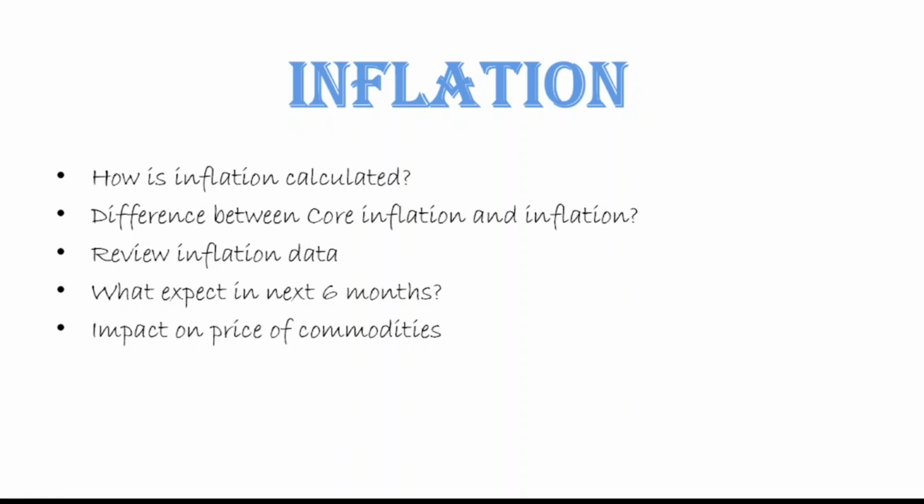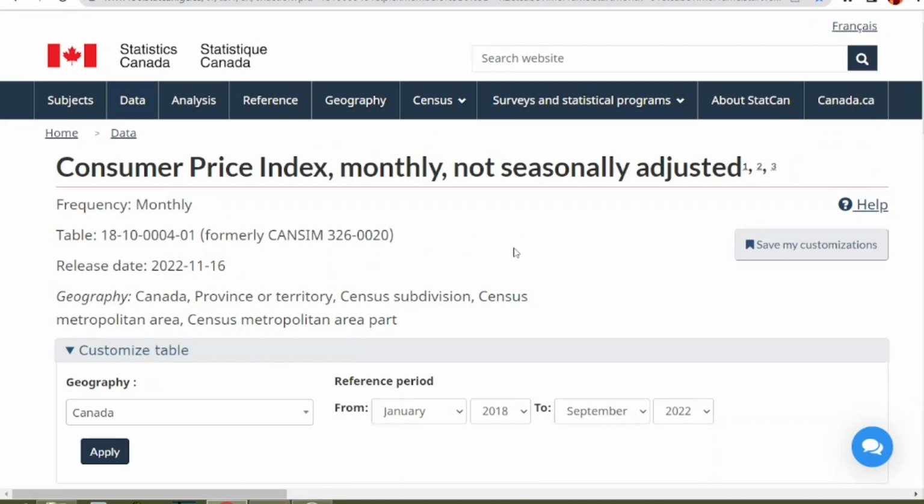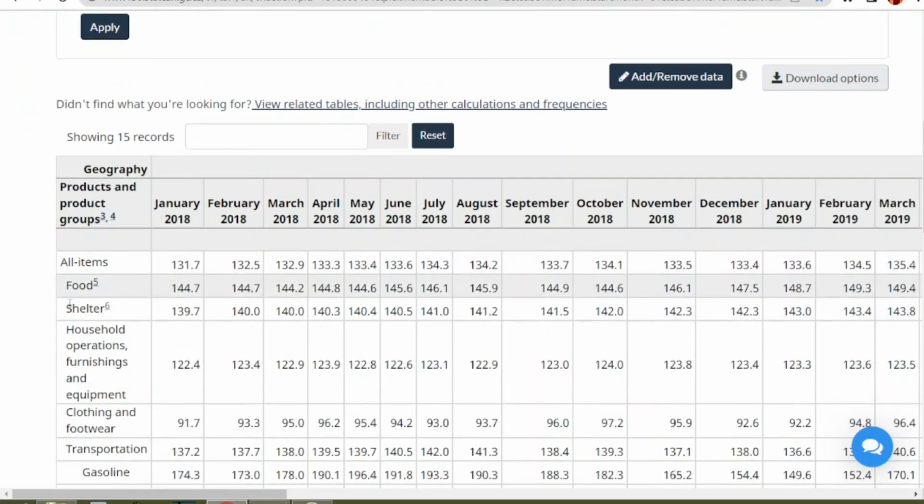So with that, let's look at how inflation is calculated and what inflation actually is. So here is the consumer price index data. In this video, I'm sharing the Canadian data from Stats Canada. So all the numbers that I'm using are for the Canadian market. You can find all this information on the Stats Canada website. They have published all these numbers here.